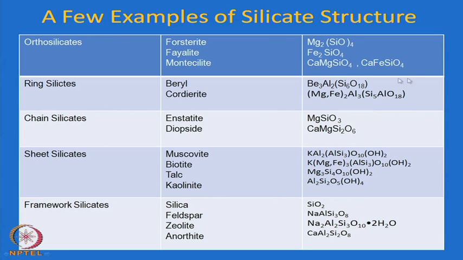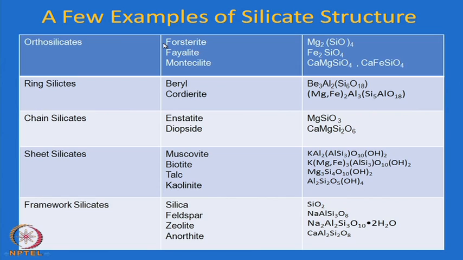Another mixed silicate is here, calcium iron silicate. Both of them have 2 charges, or are bivalent. In this case, Fe is ferrous, Fe2+. It is not Fe3+. So, these are the examples of orthosilicates, and many of them do appear in association with other phases.